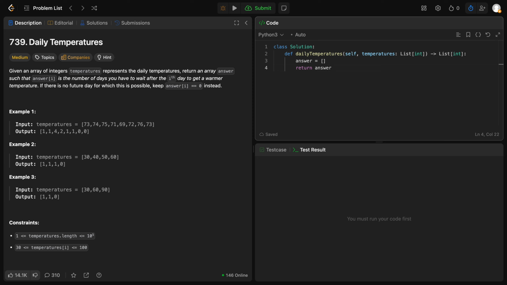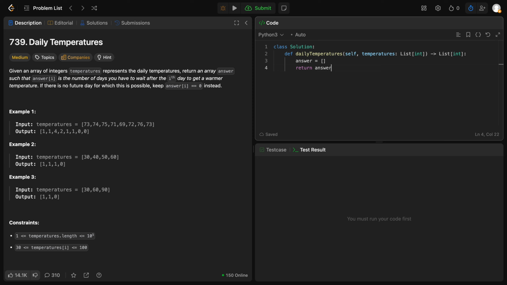So such that answer i is the number of days you have to wait after the ith day to get a warmer temperature. If there are no future days for which this is possible, keep the answer i equals 0 instead. Okay.